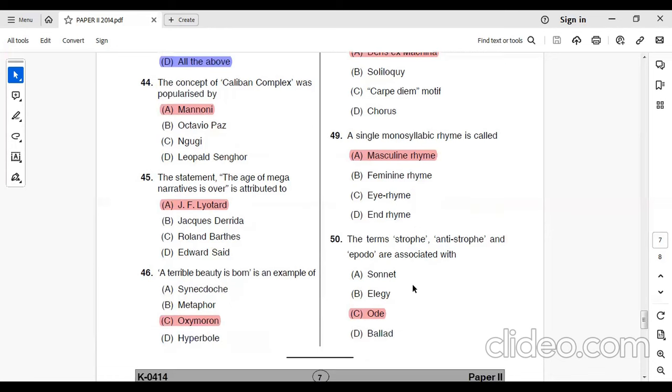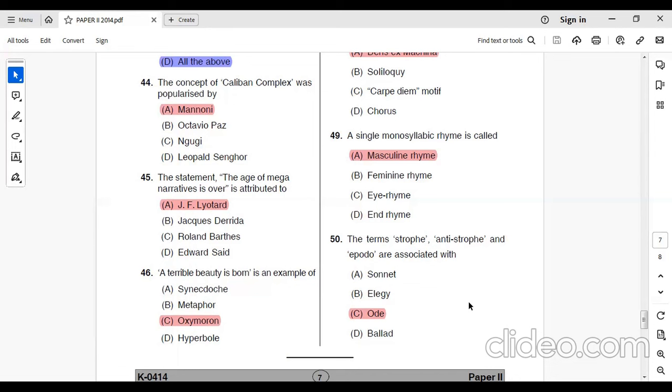Last question for this question paper. The terms strophe, antistrophe, and epode are associated with ode. So there are three terms. Generally, they are associated with the classic ode. We can say the correct answer is classic ode. So what is an ode? Ode is a lyrical verse. A classic ode is structured in three major parts: one is strophe, one is antistrophe, and the third one is epode. The strophe usually consists of two or more lines repeated as a unit. And the antistrophe follows the strophe and is preceded by the epode.